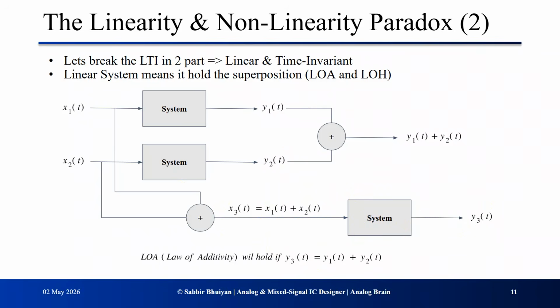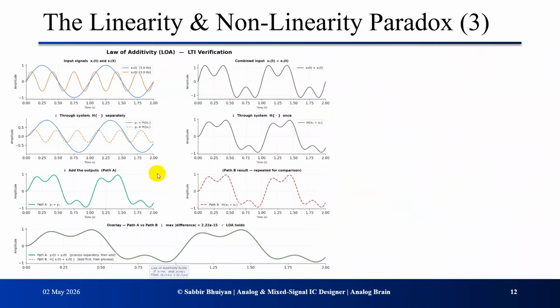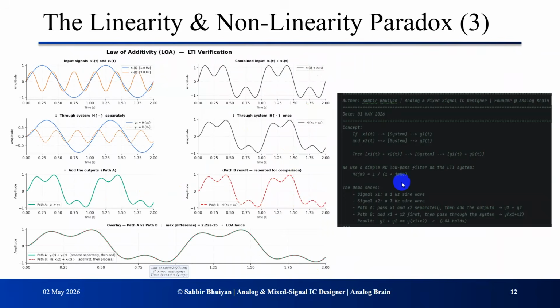Let me now show you what this looks like with a real design, with some Python simulation. This is the law of additivity verification from our Python simulation. We have two signals, a 1 Hz sine and a 3 Hz sine, passed through an RC low pass filter. Path A processes them separately, and path B adds them first, then processes once. The overlay at the bottom shows the two curves sitting exactly on top of one another.